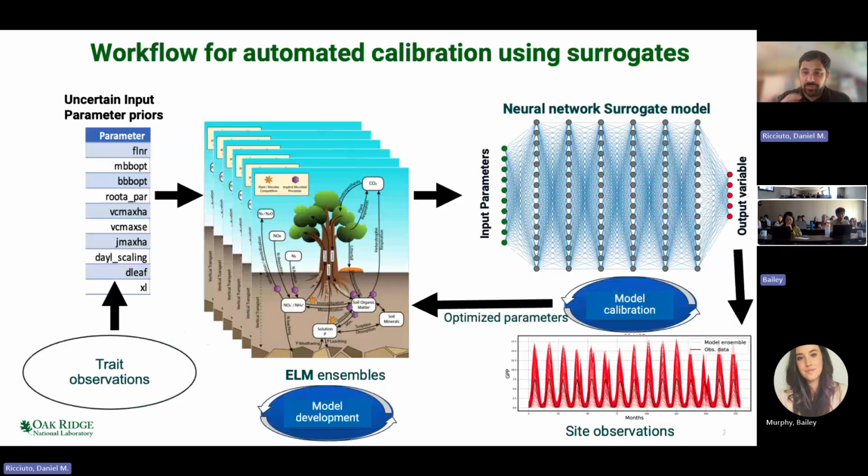Here's a little bit more detail on the workflow for automated calibration. We might have these same parameters coming in, we're running these ELM ensembles, generating a surrogate model. What we can do then is take that output variable, compare it with observations, and get a set of optimized parameters that we can then feed back into the real ELM model, not its surrogate, to update the parameter file that we might want to use in future simulations.